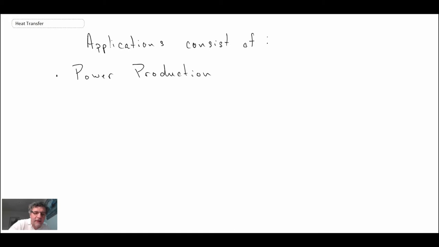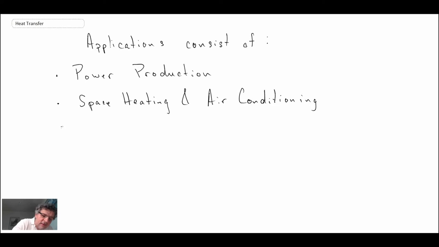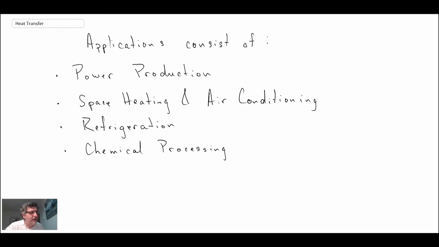So power production, that would be anything from a Rankine power plant to internal combustion engine, even a Stirling engine, any of those cycles. It also is used in space heating, so heating of buildings or homes, and air conditioning, so cooling of spaces. It's used for refrigeration. And another example, chemical processing.